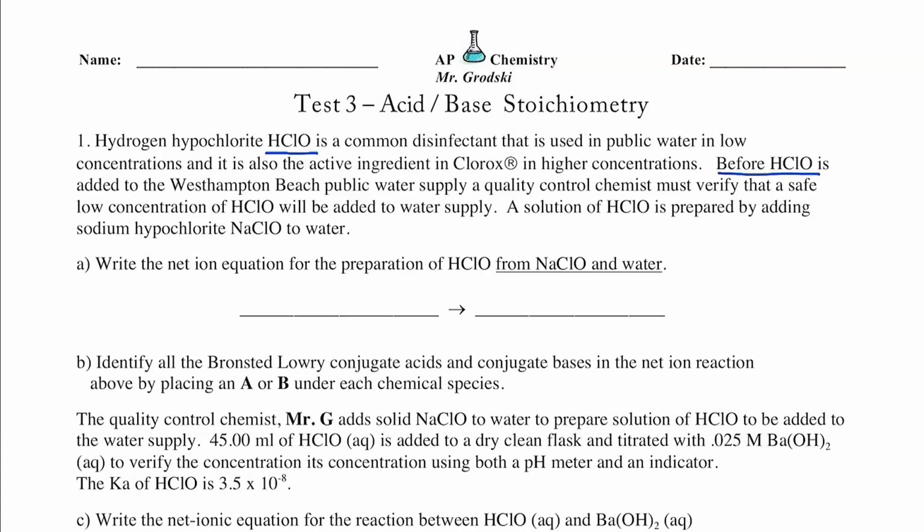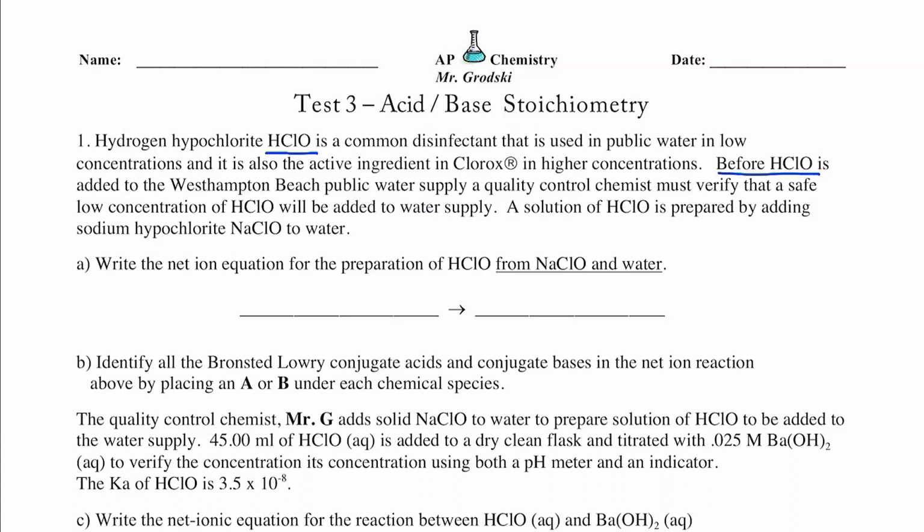So we're going to talk about verifying a concentration, and that's kind of what stoichiometry or acid-base titrations are. We figure out what the concentration is by using a standard solution, and that's what an acid-base titration is. In any case, they're saying a solution of HClO is prepared by adding sodium hypochlorite to water.